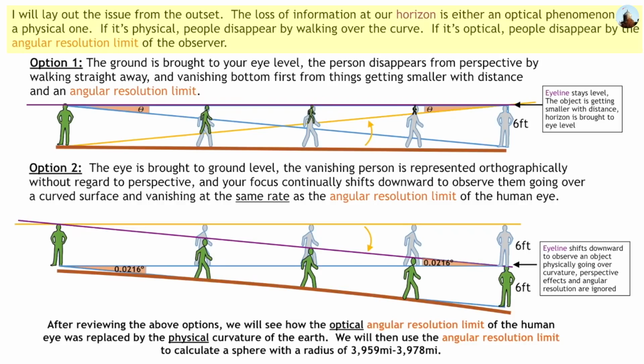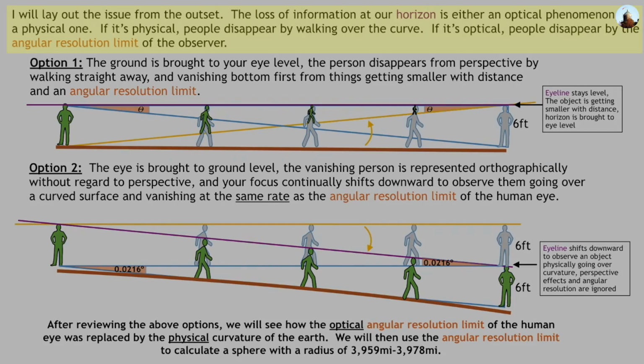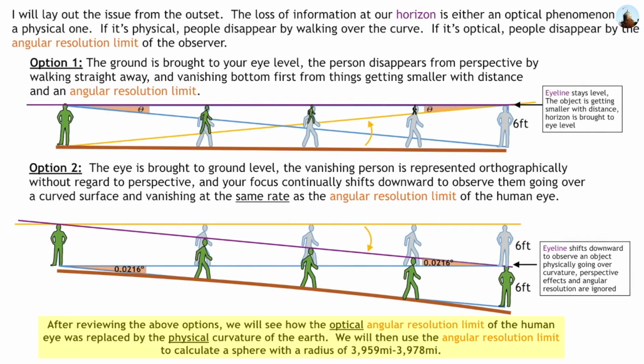I will lay out the issue from the outset. The loss of information at our horizon is either an optical phenomenon or a physical one. If it's physical, people disappear by walking over the curve. If it's optical, people disappear by the angular resolution limit of the observer. So after reviewing the above options, we will see how the optical angular resolution limit of the human eye was replaced by the physical curvature of Earth.